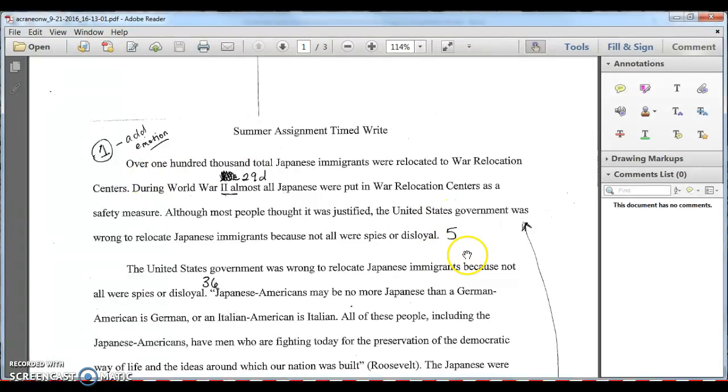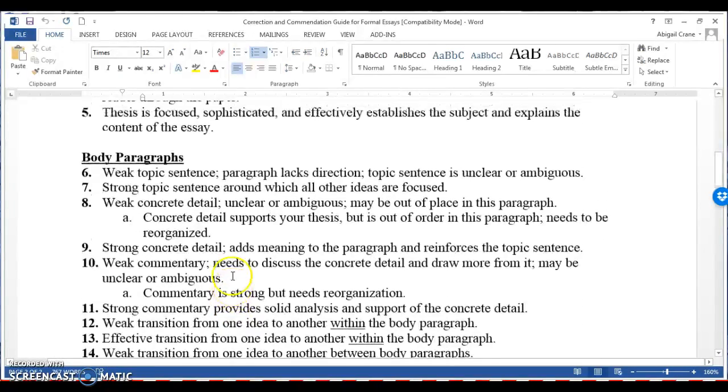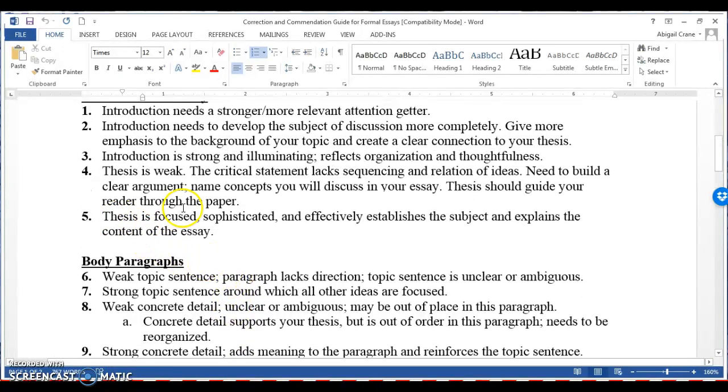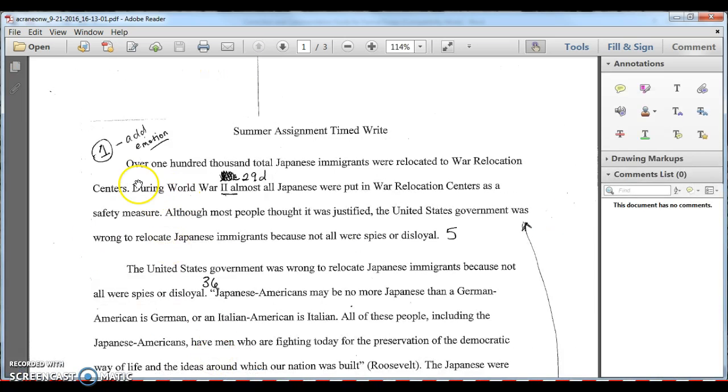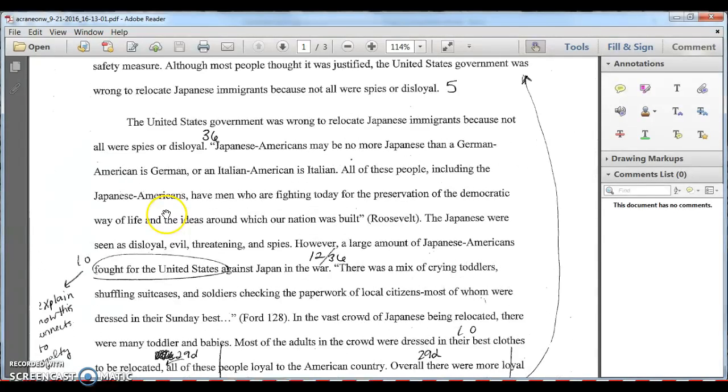The next number is 5, and that's after their thesis. So let's see what that means. A 5 means the thesis is focused, sophisticated, and effectively establishes the subject and explains the content of the essay. Oh, that's great! So that means this person does not need to change their thesis at all. It's a positive. It's a commendation. So I do give those positive bits of feedback every once in a while to help you know when you're doing things right. Okay, next paragraph.